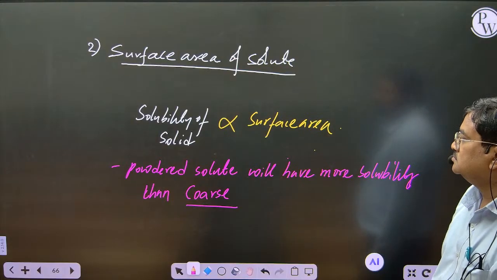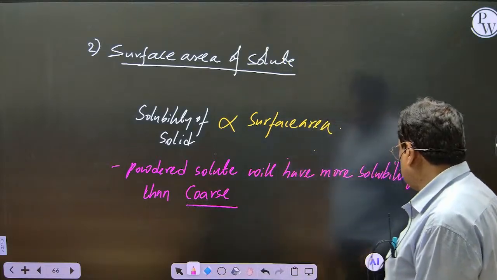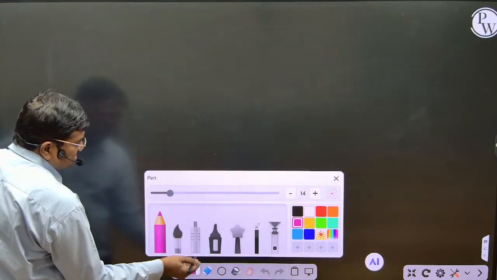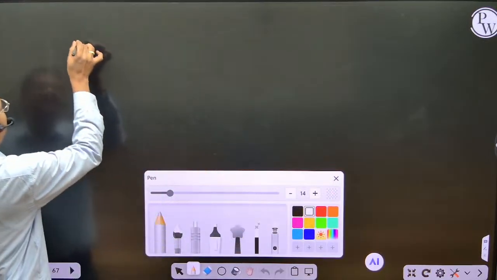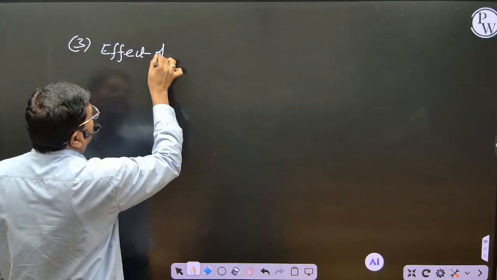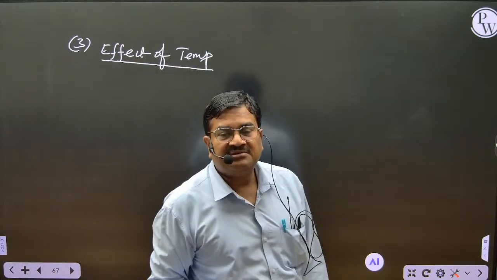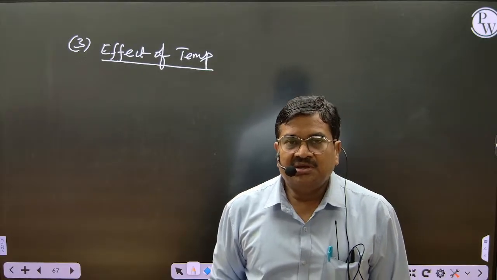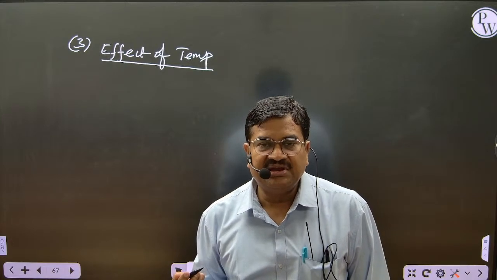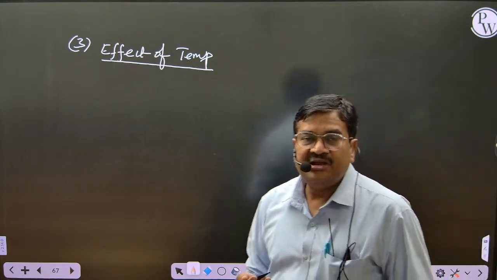Done. Right. Now we go for third factor. What is the third factor observed, student? Temperature. This is important. Effect of temperature. Now, what is this effect of temperature? You have idea in 11th class, equilibrium chapter, thermodynamics. You may studied Le Chatelier principle. Do you recollect Le Chatelier? We studied in 11th class, equilibrium. So, how this affect temperature will have influence on solubility of solid in liquid.